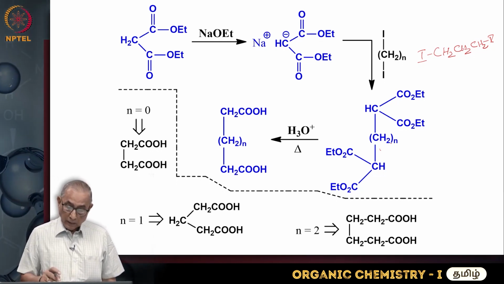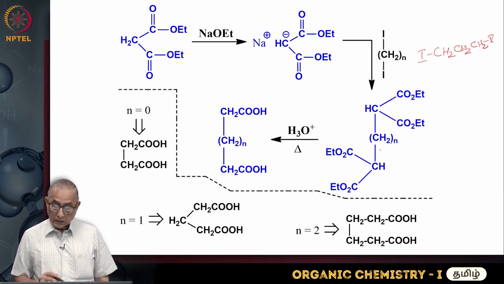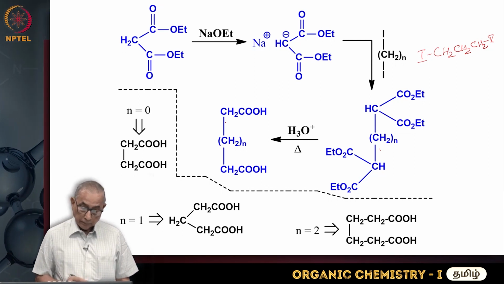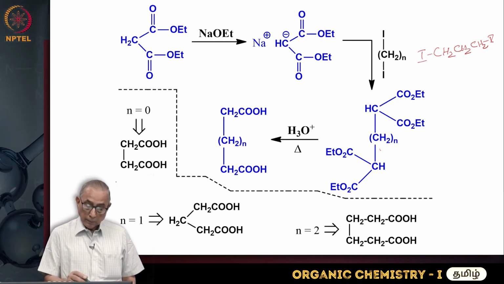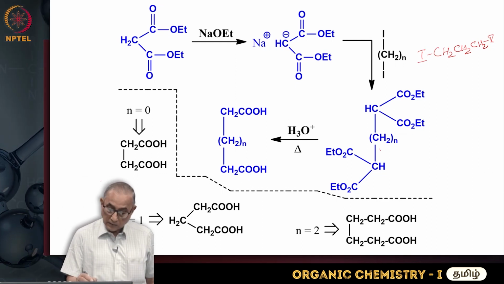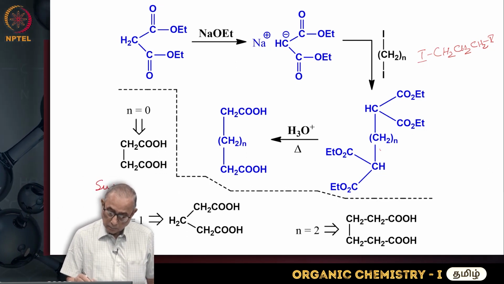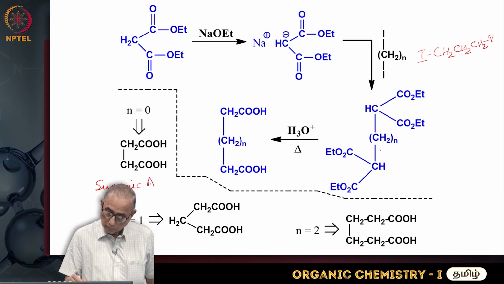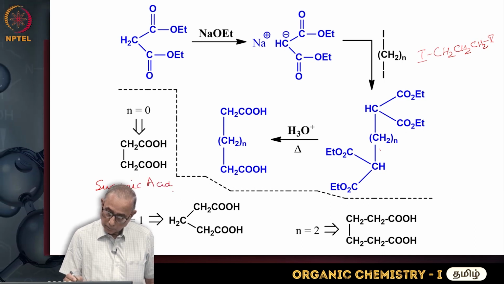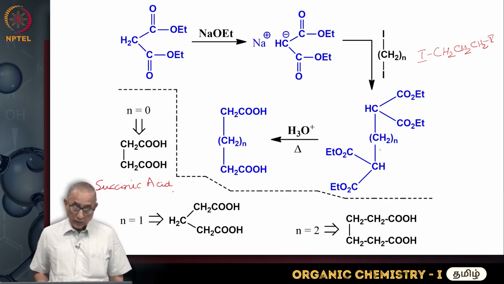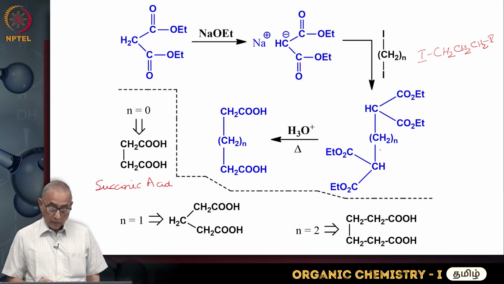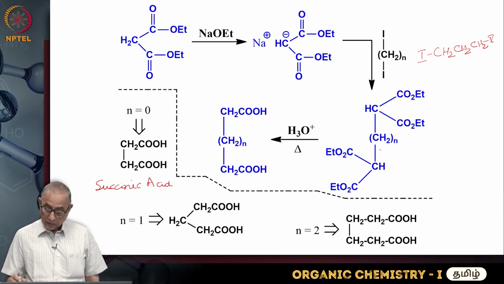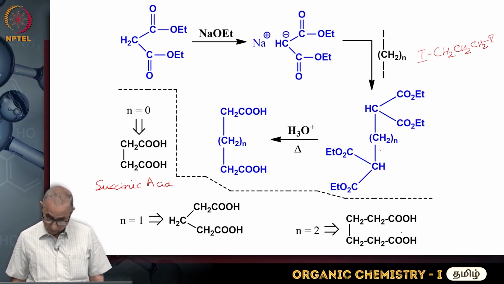So you can get dicarboxylic acids separated by a large number of carbon atoms. When n is equal to 0, you get this compound, called succinic acid. When n is equal to 1, you get this compound, called glutaric acid, 5 carbon. When n is equal to 2, it is called adipic acid. We have seen it earlier.